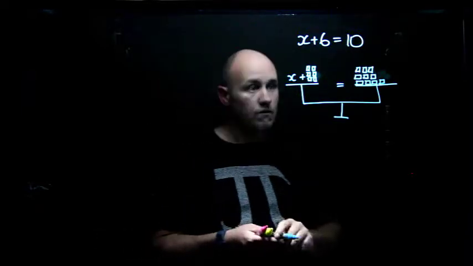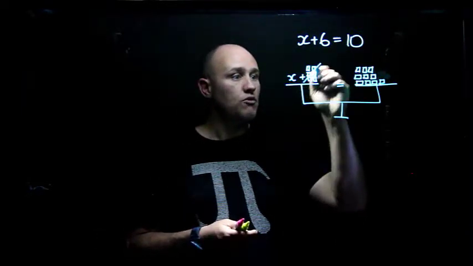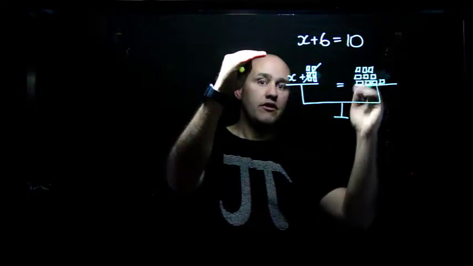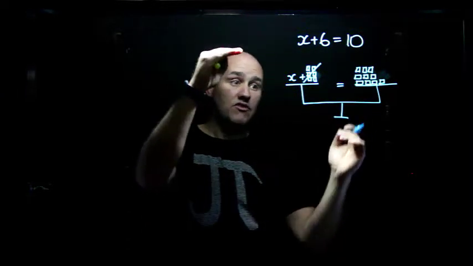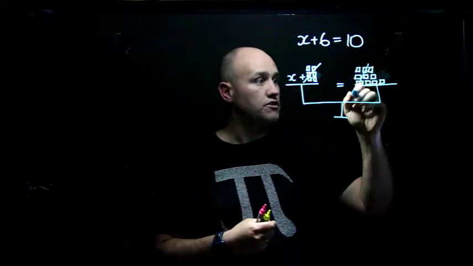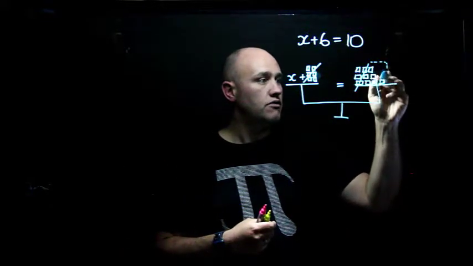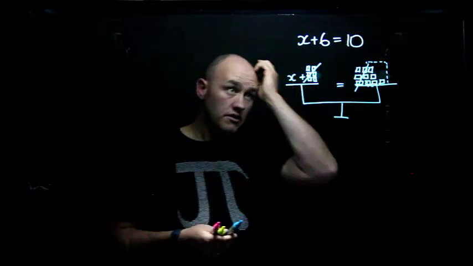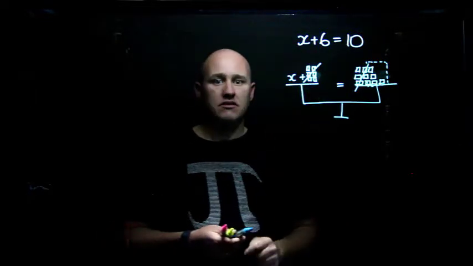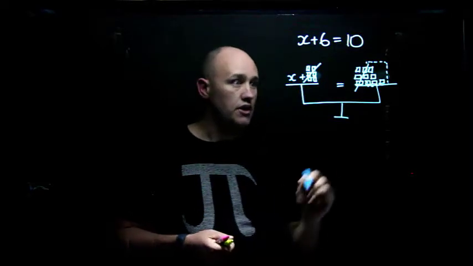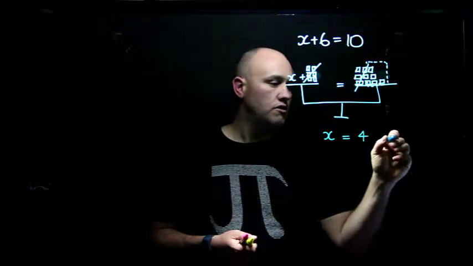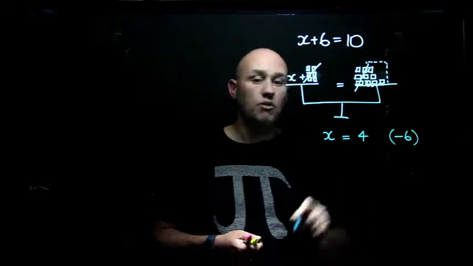Now, if I remove these 6 blocks on this side, then the scale goes bam, like that, because this side is now heavier. So to even it back out again, I have to remove 6 blocks on this side, and that leaves me just 4 blocks. Which I know you knew was the answer anyway. But the point is that I've got x plus 6. To solve this equation, I have to subtract 6. So I've got x equals 4, because I subtract 6 from both sides.